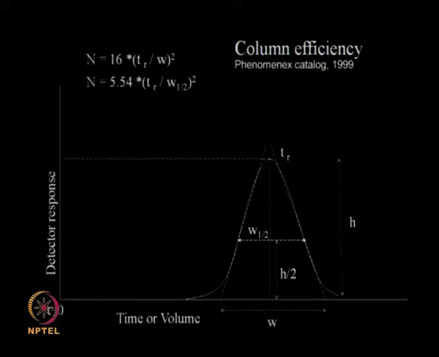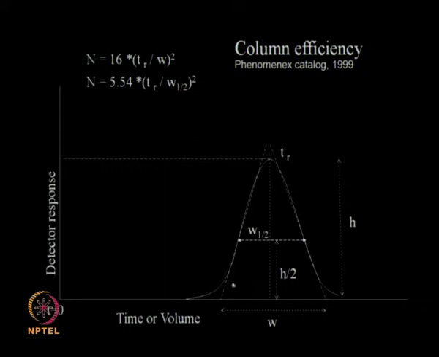Now typically when I inject a sample, after some time I am going to get a chromatogram like this. The peak is going to rise, reach a maximum and then fall down. So this is called the retention time, that is the time it takes for the maximum of the peak to appear. The x axis here is time and you have the detector response here. So this maximum time is called the retention time.